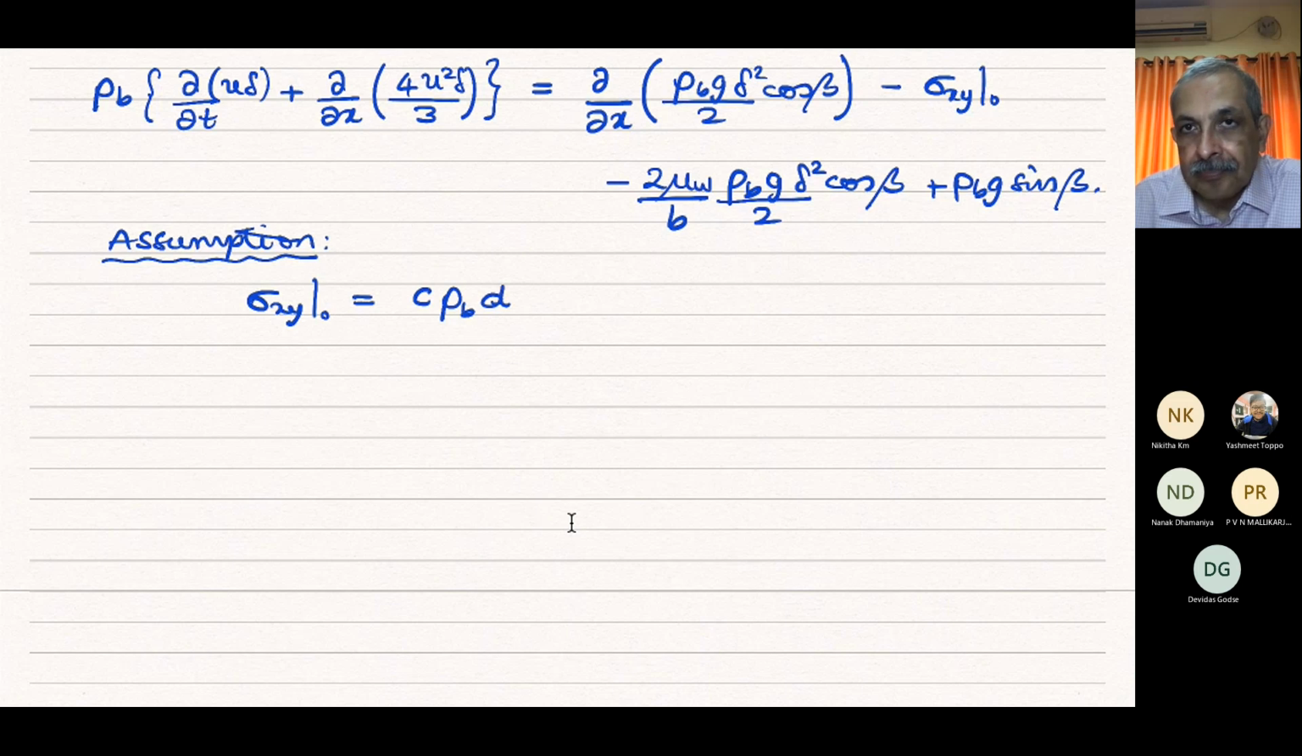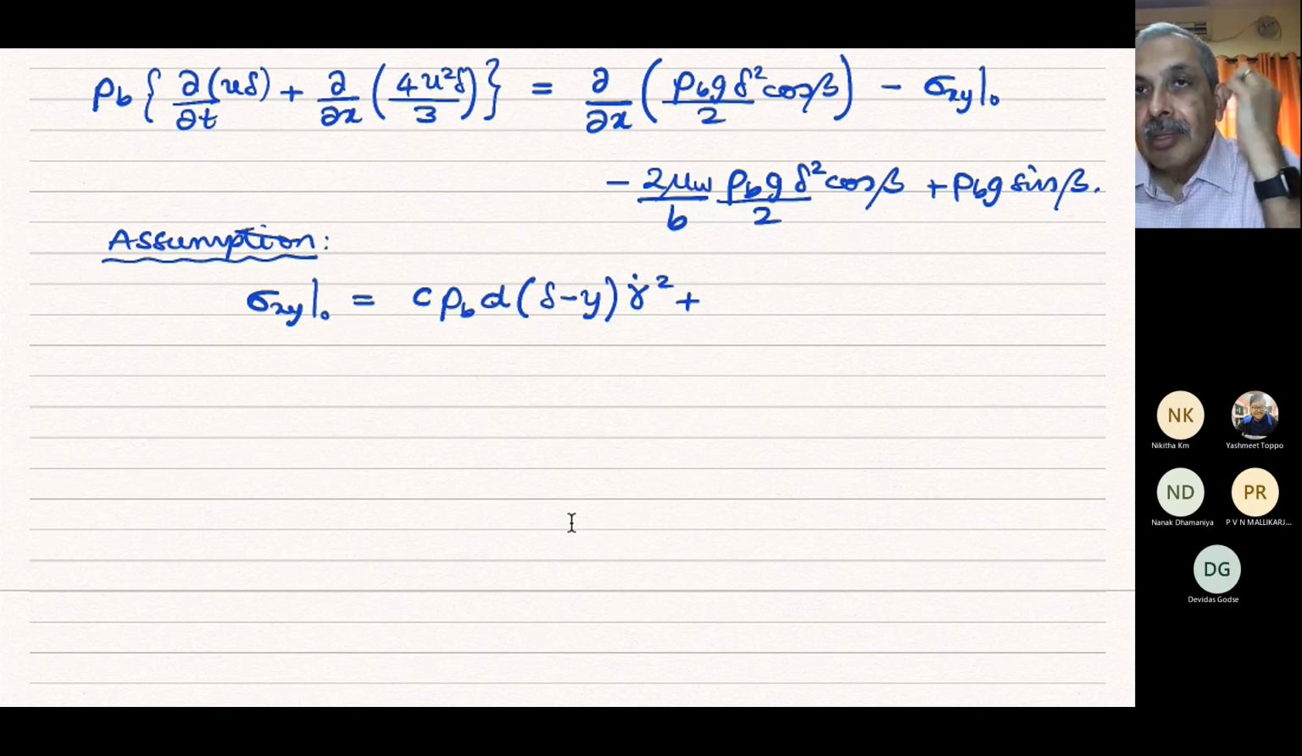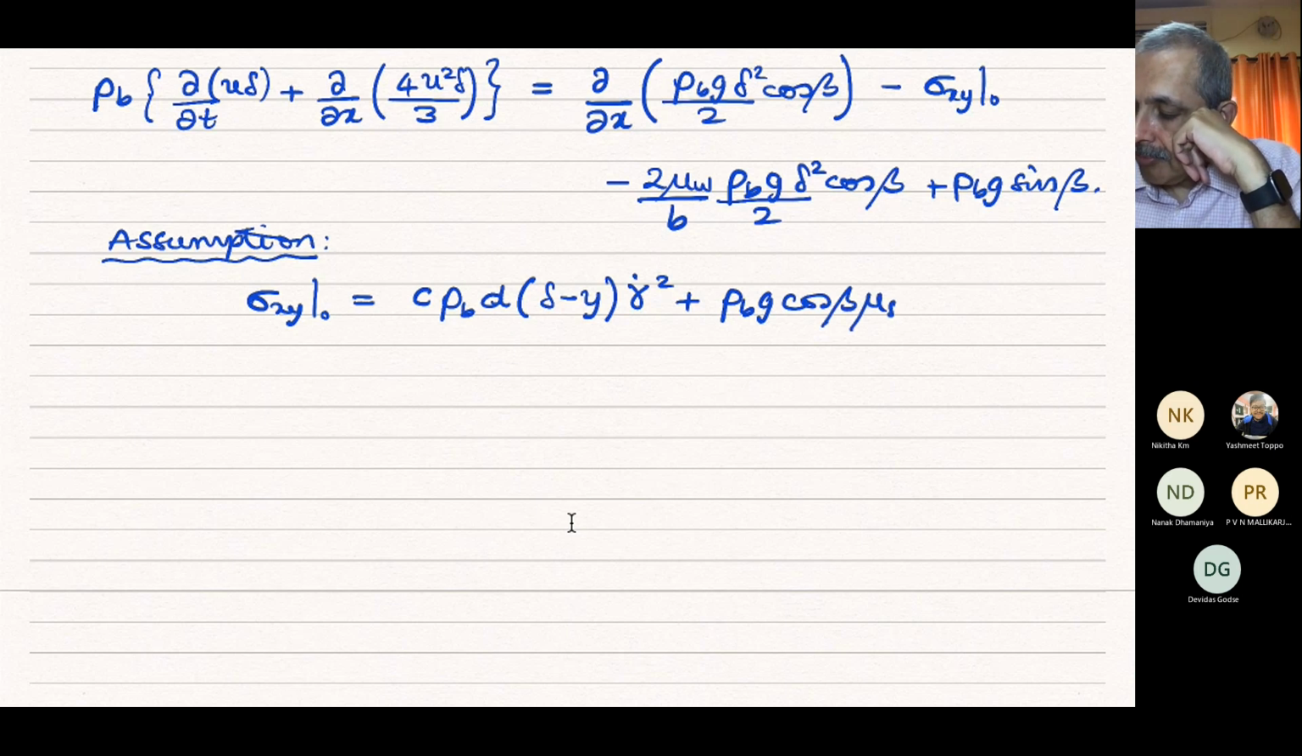into d into delta minus y times gamma dot squared. So supposing this is what it is, this is sort of a collisional term, plus rho bg cos beta into some coefficient of friction times delta minus y.